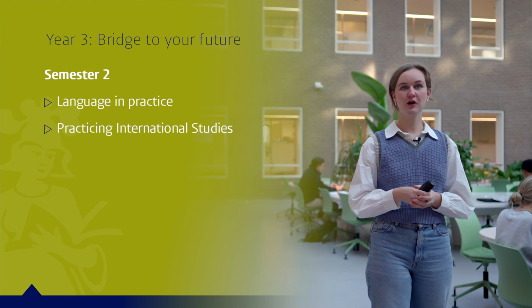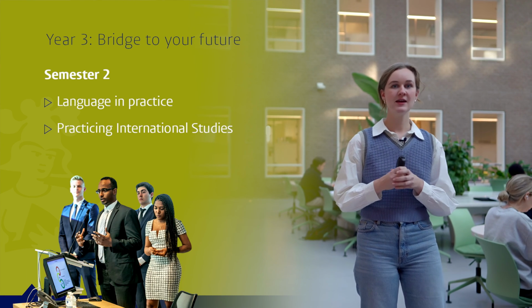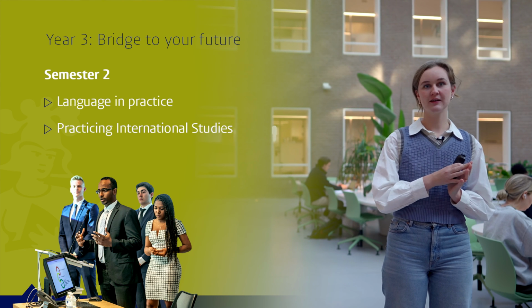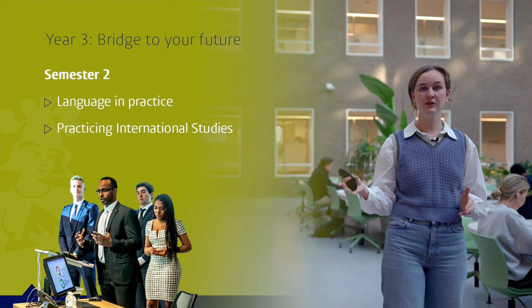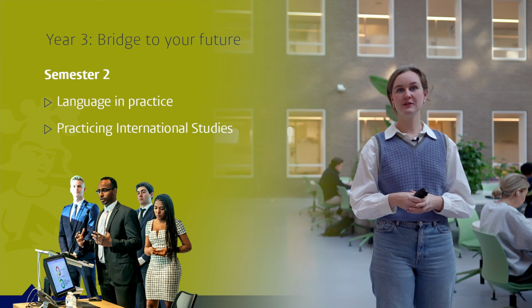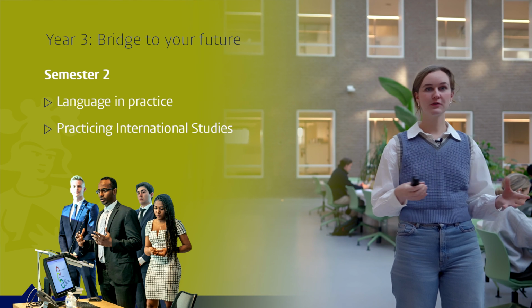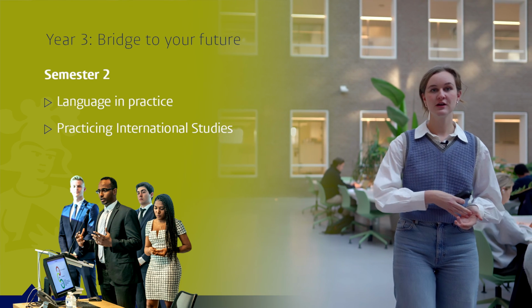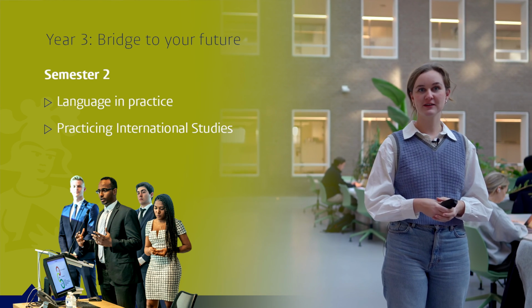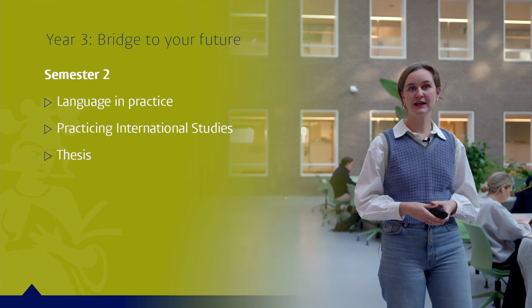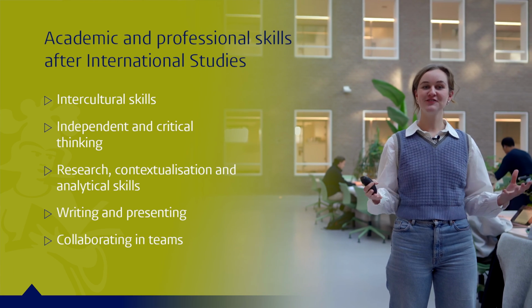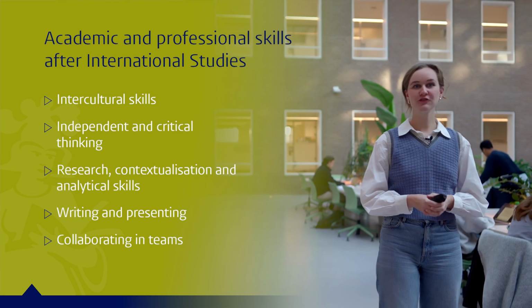And you'll follow a course called Practicing International Studies. In this course, you'll get assigned an external organization to whom you'll give policy recommendations. Examples of these organizations are Amnesty International and the Dutch Ministry of Foreign Affairs. And of course, you'll also be writing your thesis. And then you're done with your bachelor's degree in international studies.